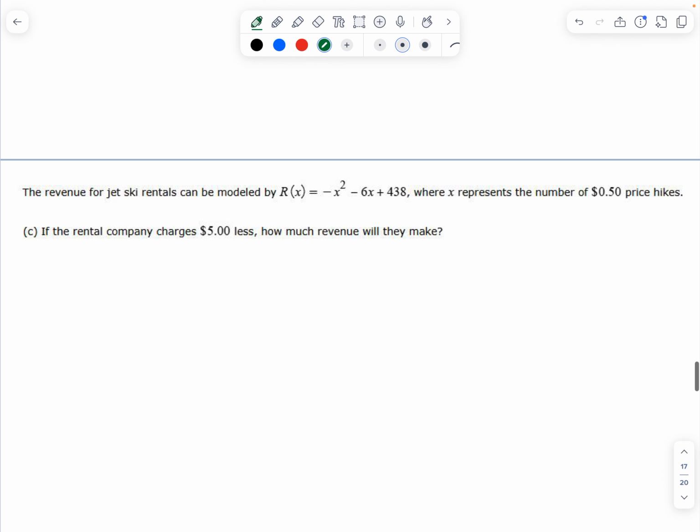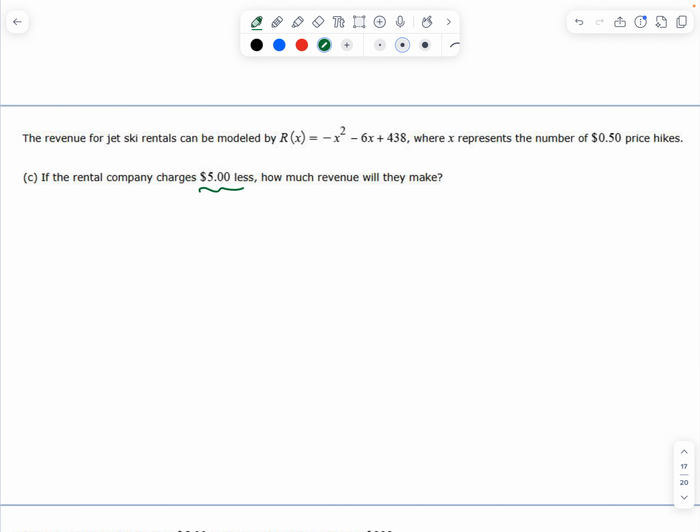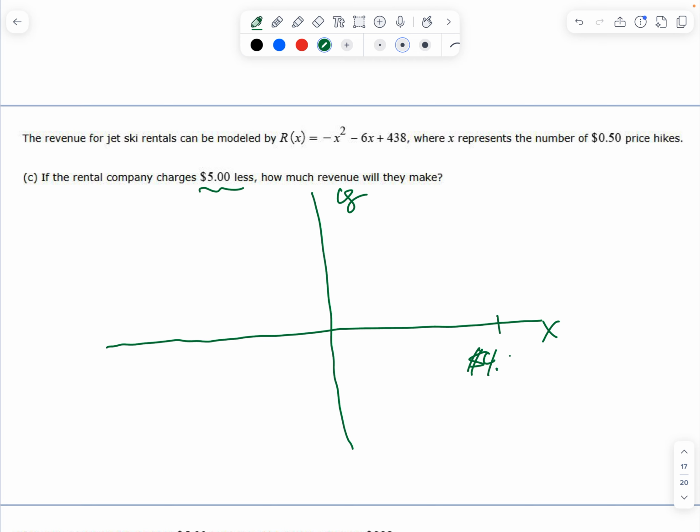Okay, now they're thinking smarter. They're like, well, let me charge less and see how much revenue I'm going to make. All right, so let's draw. Okay, so $5 less. Remember, $4 more was over here at X equals 8. So for $5 less, we're going to need to make some jumps over here. Every jump is 50 cents, right? So 50 cents, $1, $1.50, $2, $2.50, $3, $3.50, $4, $4.50, one more.